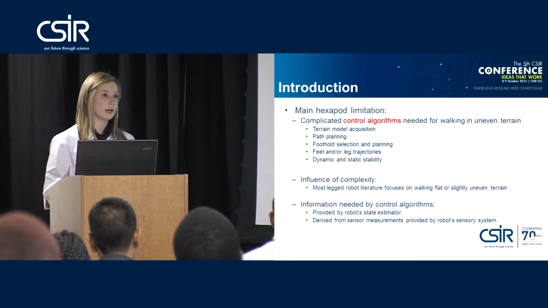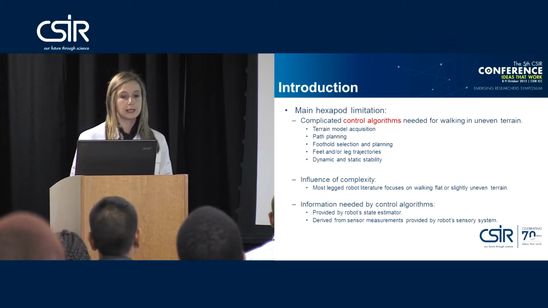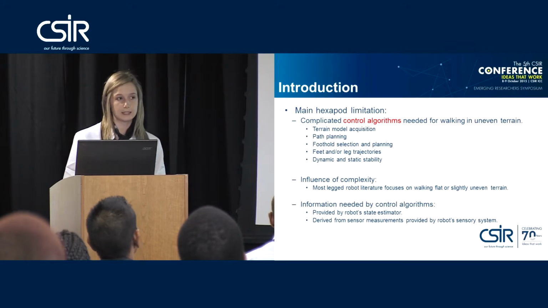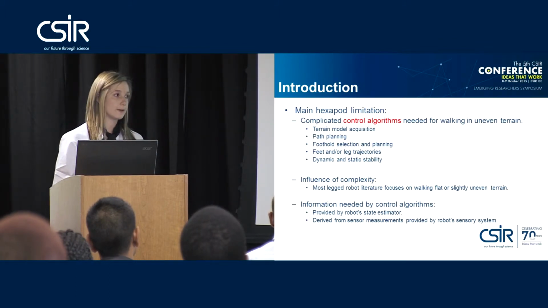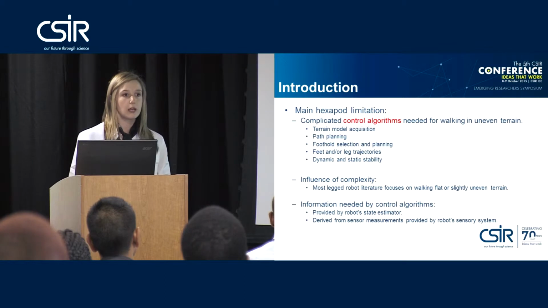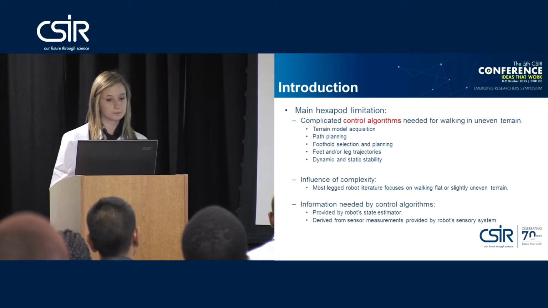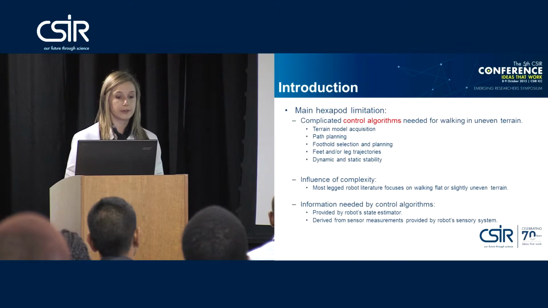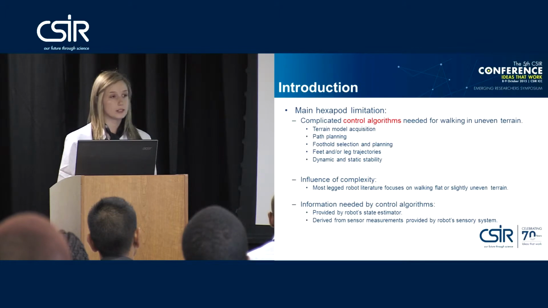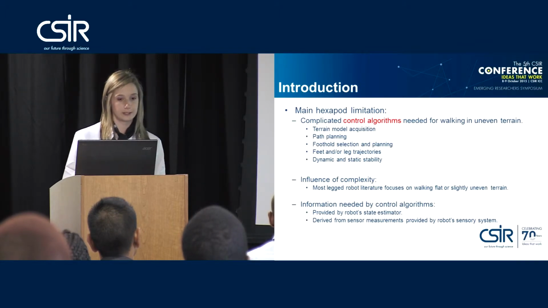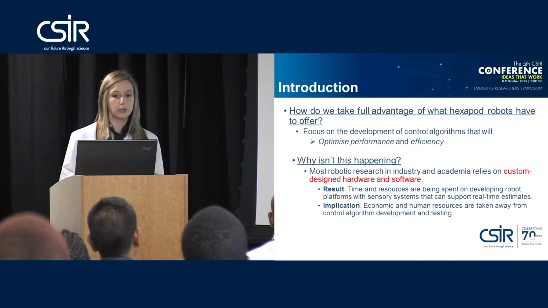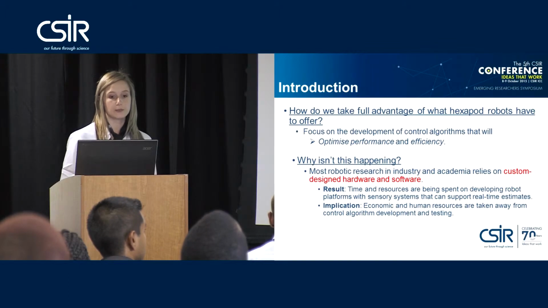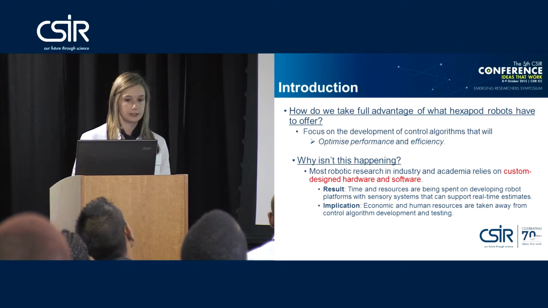The main limitation when it comes to the development of legged robots is the complicated control algorithms needed for walking in uneven terrain. The influence of this complexity is made clear by the fact that most literature only focus on walking on flat or slightly uneven terrain. These control algorithms need information that is provided to them by the robot state estimator, which uses sensory measurements provided by the robot sensory system. In order to take full advantage of what a hexapod robot has to offer, we need to focus on the development of control algorithms that will optimize their performance and efficiency.